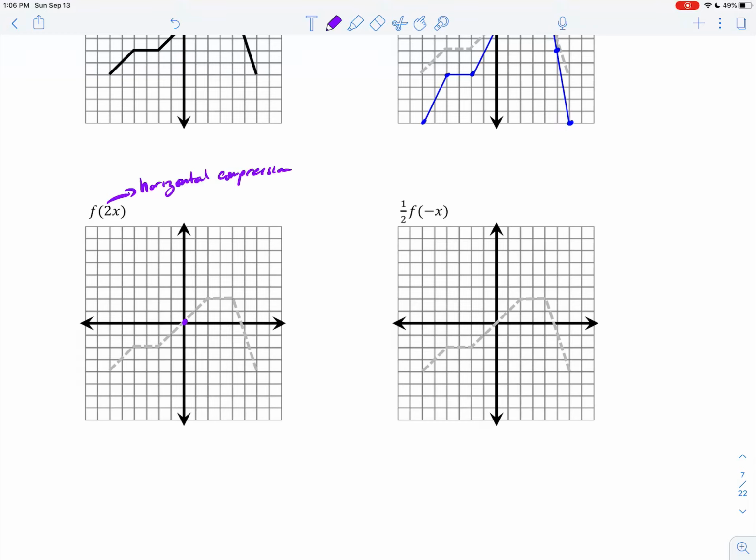2. X value of 0 is still 0. X value of 2, divide that by 2, I've got 1. X value of 4, divide 4 by 2, I'm at 2. X value of 6, divide that by 2, and I'm at 3. So I'm getting all my new x values by taking the old x values and dividing them by 2. And from there, connecting the dots.